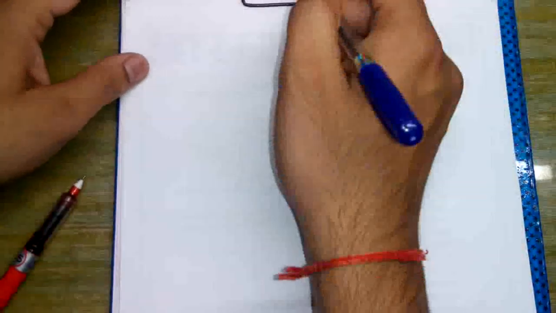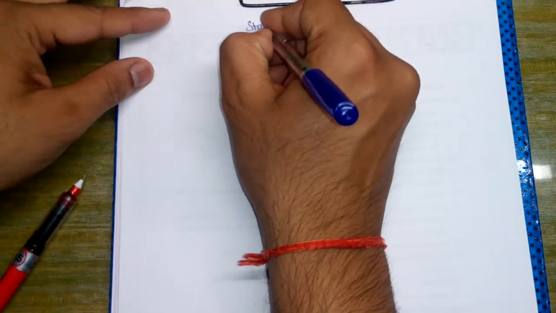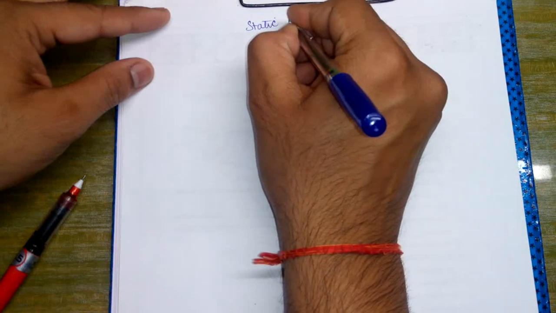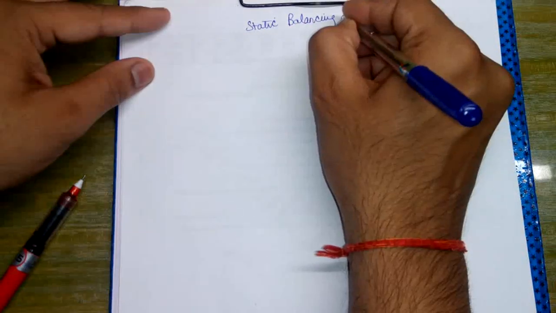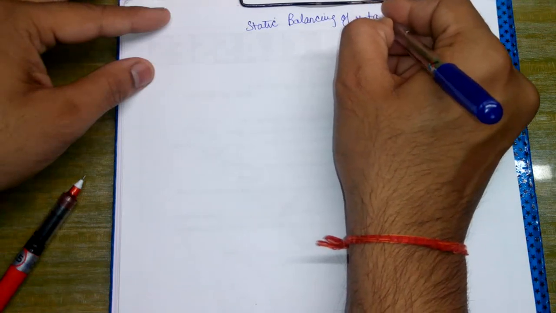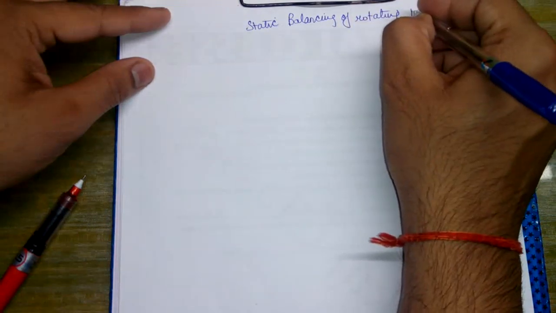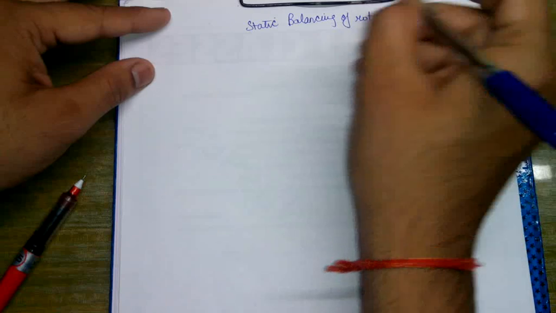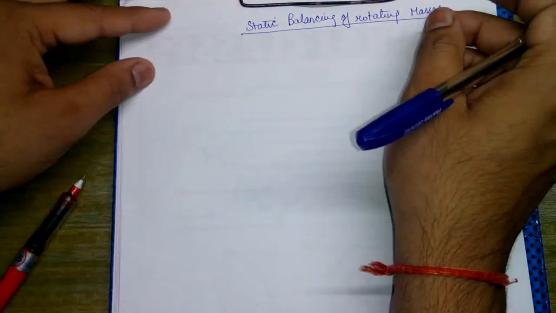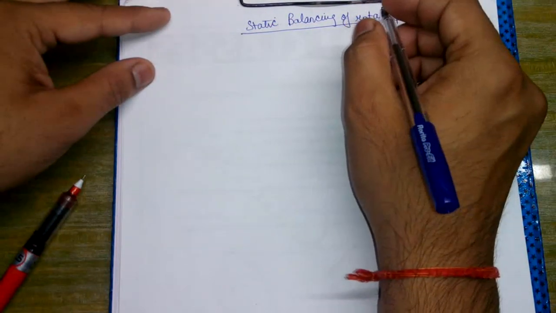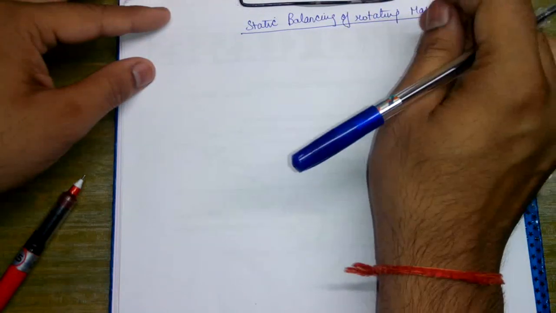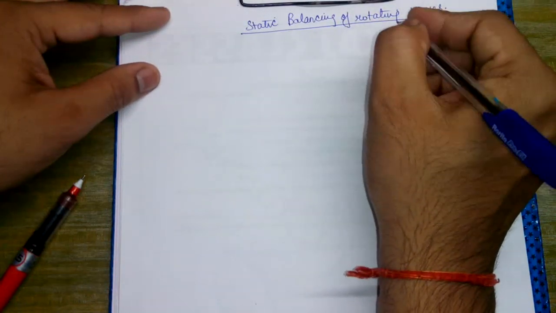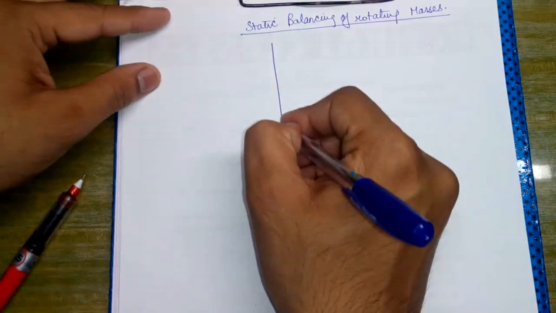We now come to the topic of static balancing of rotating masses. Here, all the masses are rotating in the same plane, because static balancing can be achieved only when all the masses are rotating in the same plane.